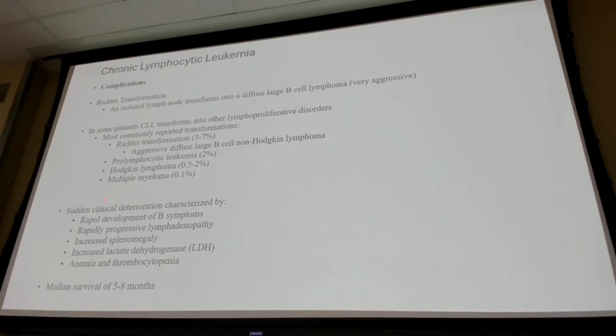Sudden clinical deterioration, rapid development of B symptoms, rapid progressive lymphadenopathy, increased LDH, anemia, thrombocytopenia. Everybody can kind of figure out why we end up with the anemia and thrombocytopenia.